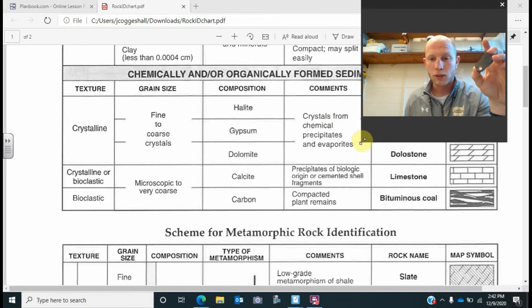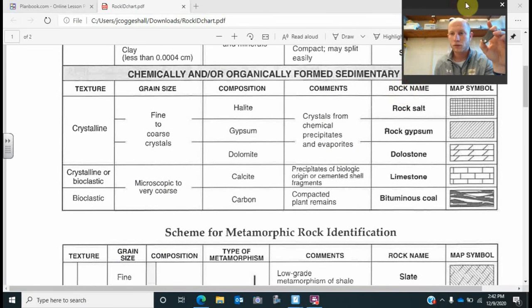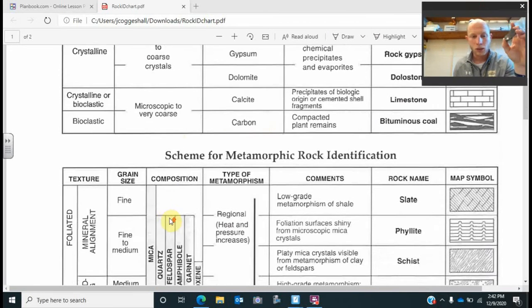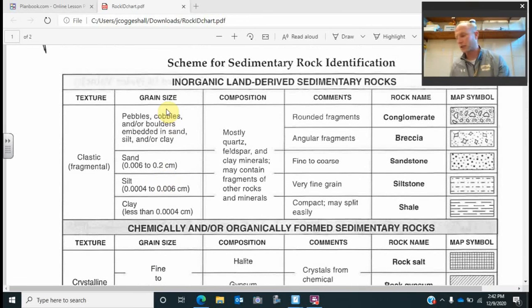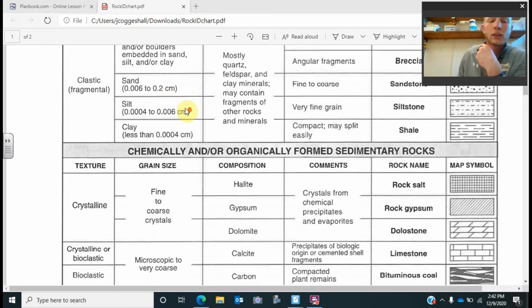Let's talk about grain size here. So anyways, I was talking about these clastic guys that are identified by grain size. So here, pebbles, cobbles, boulders, embedded sand, silt, or clay. If we look at these three guys right here, sand, silt, clay, sand is actually kind of the bigger one out of these guys. Sand particles, you guys know what sand is. The sandstone here is made out of sand particles that are between 0.006 centimeters to 0.2 centimeters.